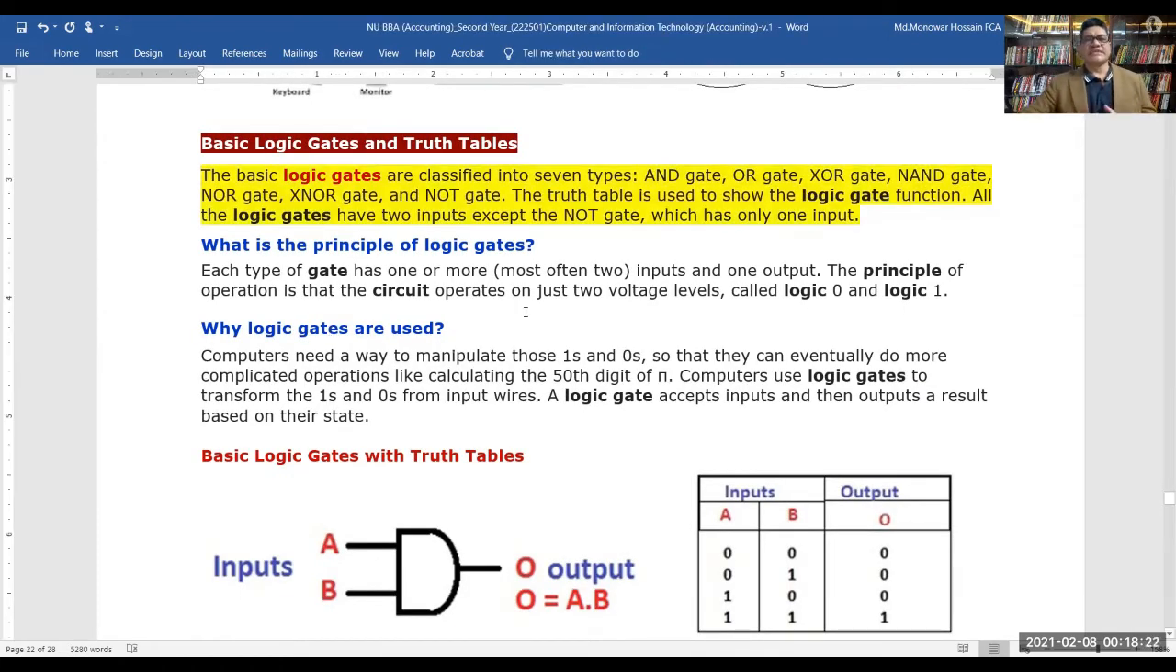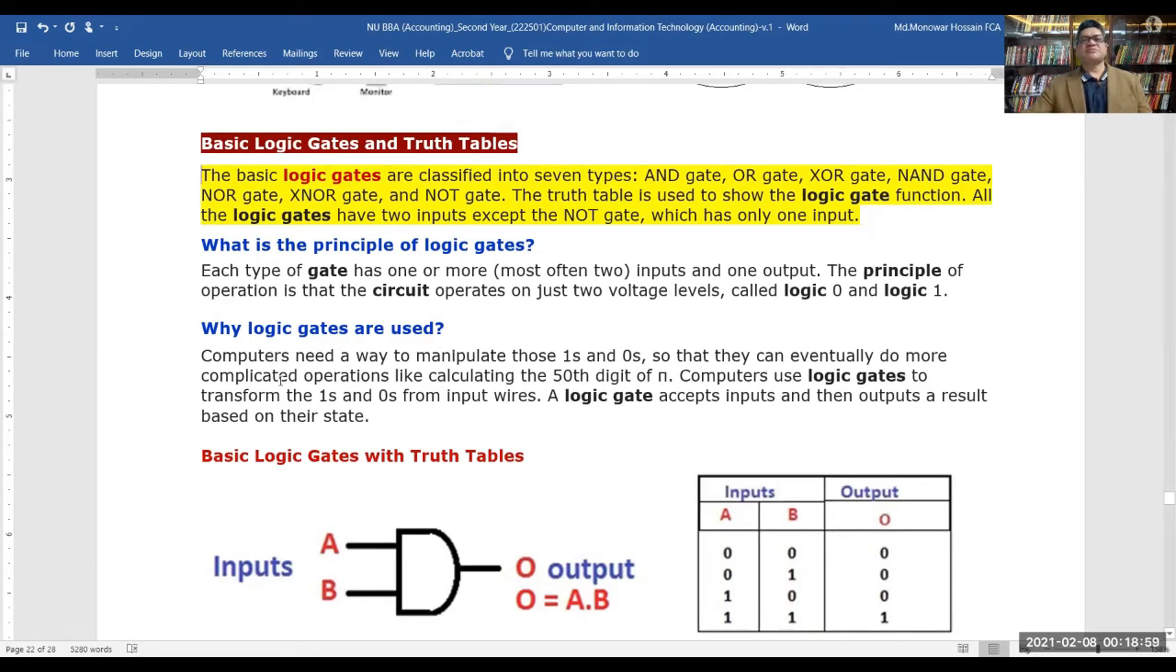Basic logic gates and truth table. The basic logic gates are classified into 7 types: AND gate, OR gate, XOR gate, NAND gate, NOR gate, XNOR gate, and NOT gate. The truth table is used to show the logic gate function. All the logic gates have 2 inputs except the NOT gate, which has only 1 input.